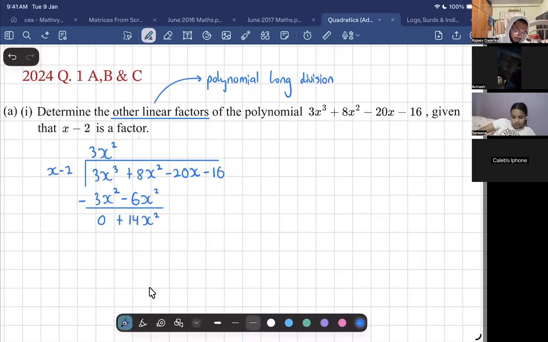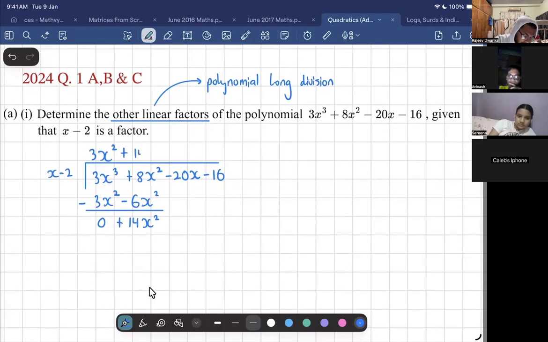Okay. Serena, start back. How many times could x go into 14x squared? 14x times. Right. So I'm going to write plus 14x over here. And Avinash, back to you. Multiply 14x by everything here for me. That will be 14x squared, and minus 28x. Then I'm going to bring down the minus 20x.